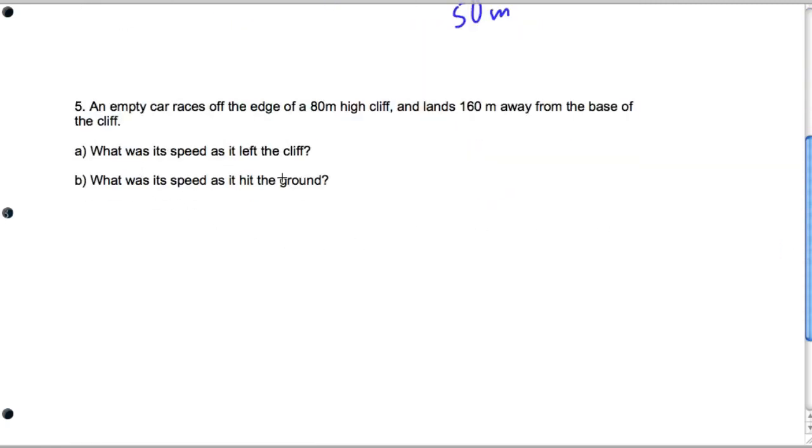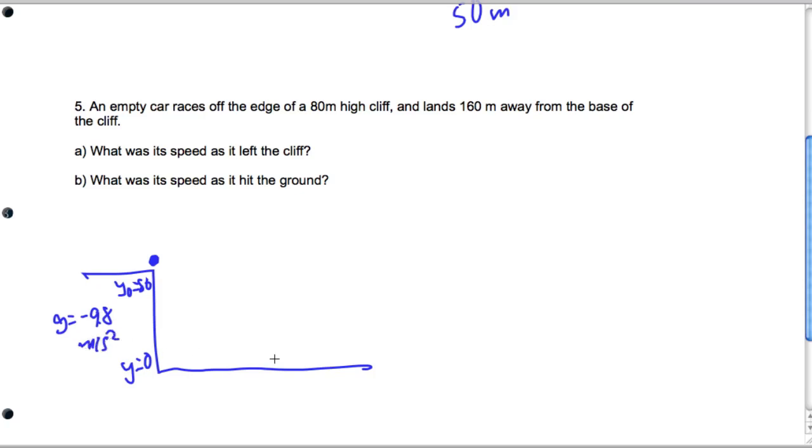Now, question number 5. Let's just draw a picture. So we have something at 80 meters high. So y naught is 80, y equals 0, g is negative 9.8 meters per second squared. And we're saying we land 160 meters away, so this is x. And x naught is 0. So you land like this. So you've done a problem like this before. Now, it says the speed as it left the cliff and its speed as it hit the ground.